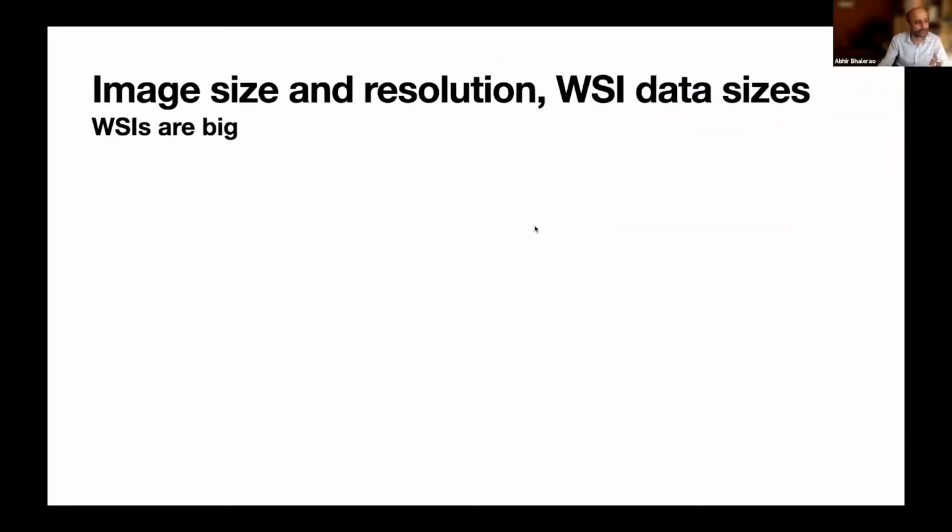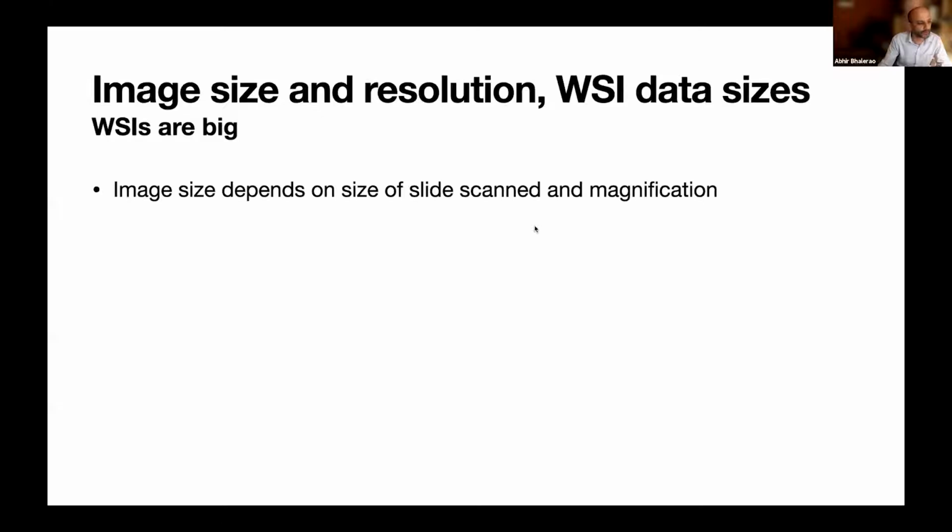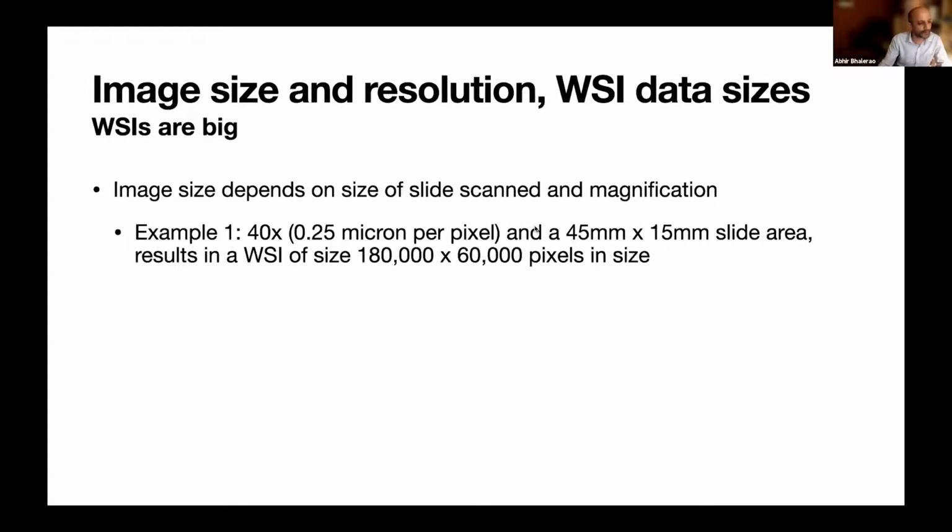So let's have a look at the sizes. The size of the image does depend on the magnification. Let's have one example here of a 40x magnification. That gives you 0.25 microns per pixel. If my slide area is 45 millimeters by 15 millimeters, which is a typical slide area, we end up with the order of 180,000 by 60,000 pixels.